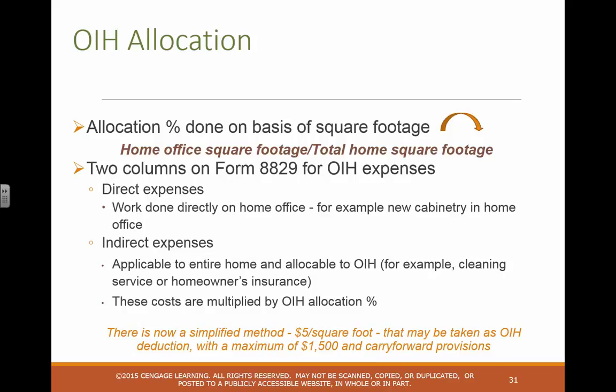With all that said, there's now a simplified method of $5 a square foot. That only has to 300, is that the number? Oh yeah, 300 times 5, 1,500, yep. So if $5 a square foot works for you, it's a whole lot easier than going through an 8829.